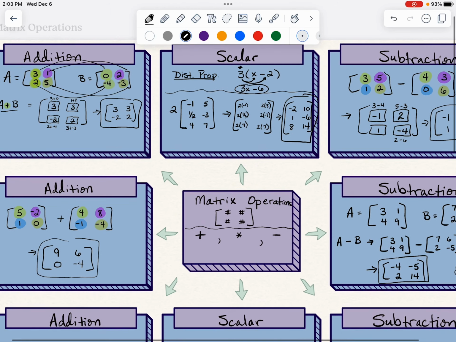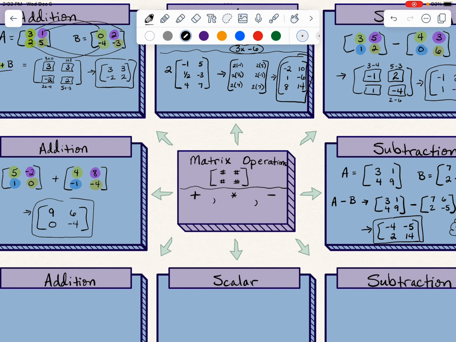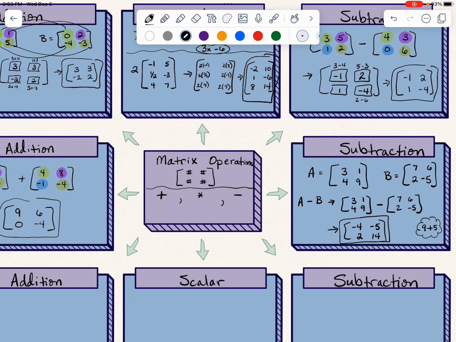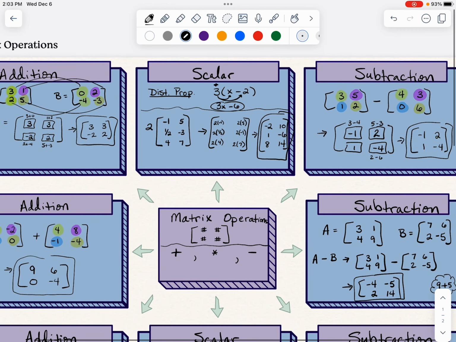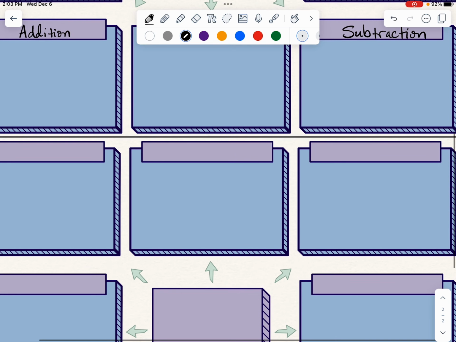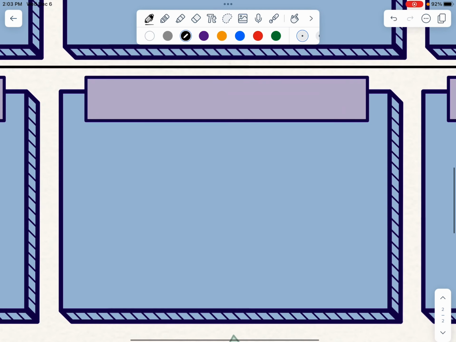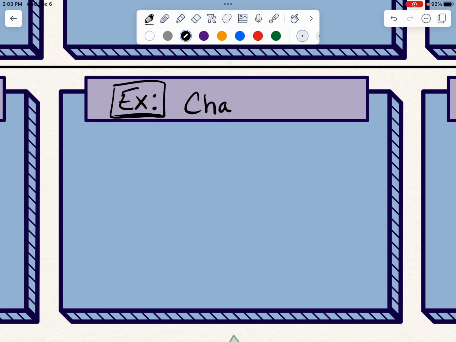So after this lesson, we should be able to add matrices, we should be able to subtract matrices, and we should be able to multiply through with a scalar. So let's look at an additional example. All right, let's look at this example here. We're going to combine a couple of our rules and see if we can still solve this problem. So here is our challenge problem for the day.